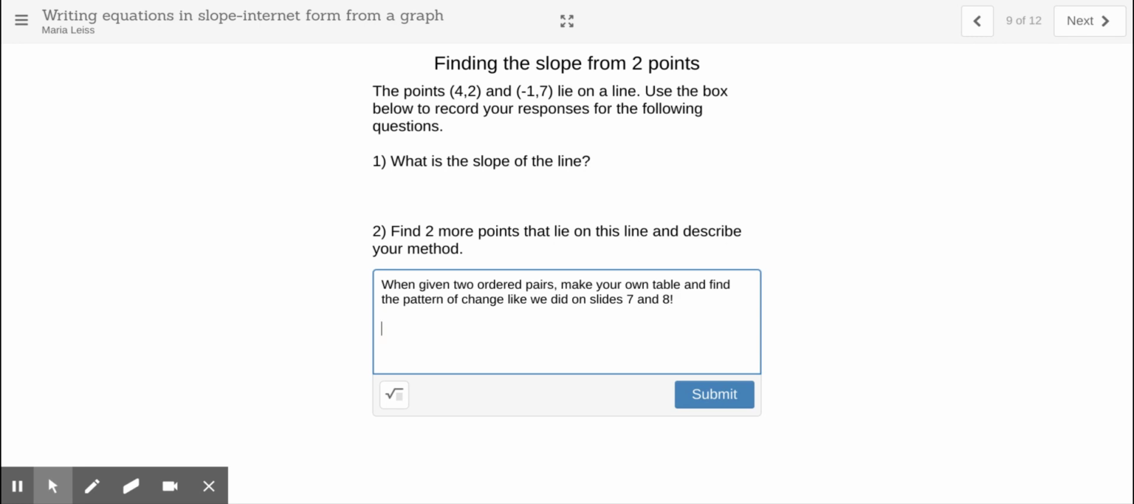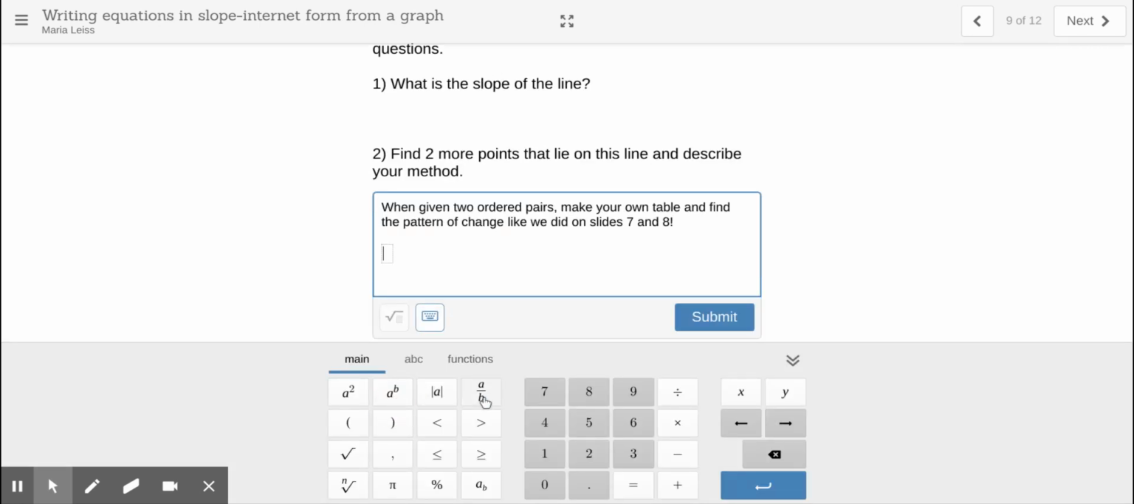Now, it's going to be a little more challenging to make a table, but I'm just going to use this fraction icon, and I'm going to go ahead and say x. And then I'm going to go down here. I'm going to say y.